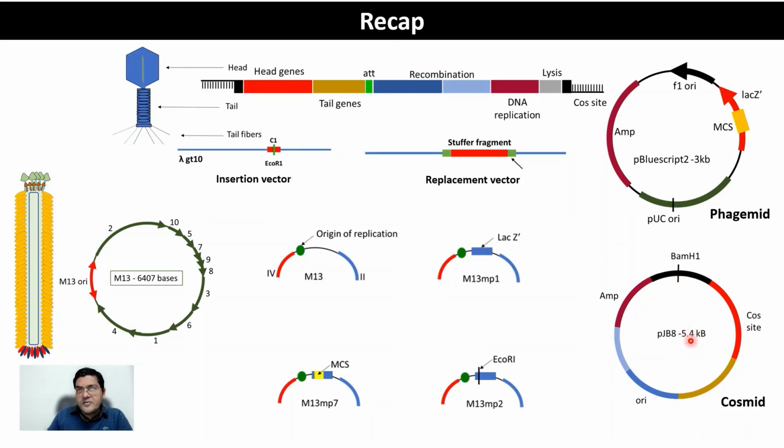The advantage with cosmids is that because it has cos sites, it can be packaged in vitro. And because cos sites require a certain threshold length of DNA to be present, you can actually package around 50 kb of DNA into this plasmid here. So this is where we were in the last lecture.